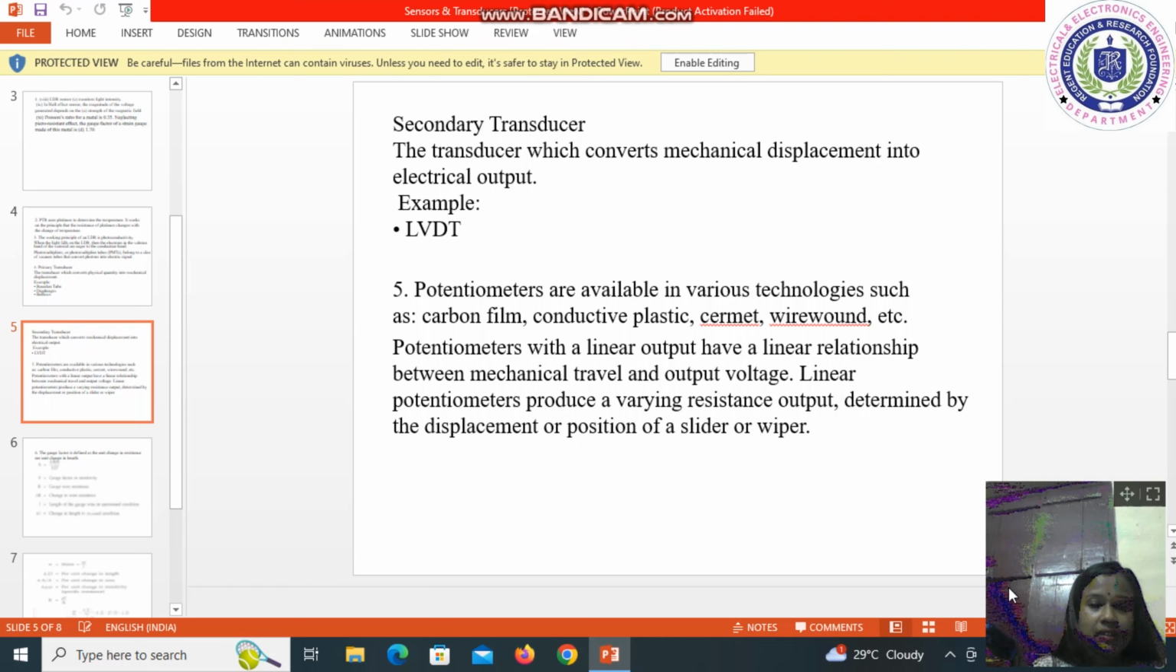The gauge factor is defined as the unit change in resistance per unit change in length. It is denoted by S or K. It is also called the sensitivity of the strain gauge.